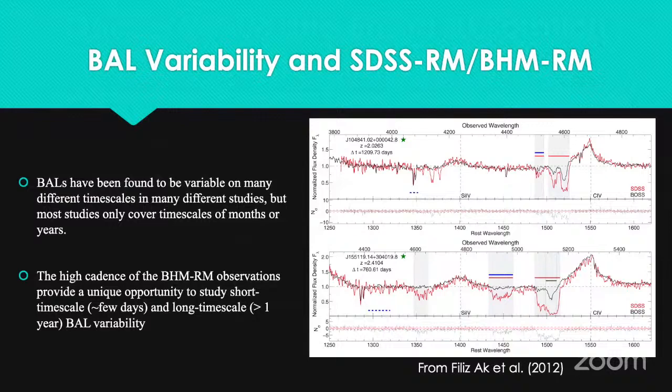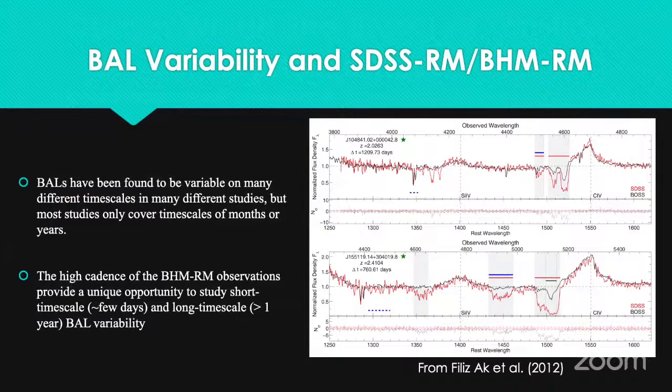So the black hole mapper reverberation mapping project is a unique opportunity for us to examine these because we have around 90 of them in our original quasar field. We have around 100 more in our additional 3 fields. And nobody has ever had a data set like this where we've looked at a statistically significant sample of BAL quasars, both on short and long time scales like this.